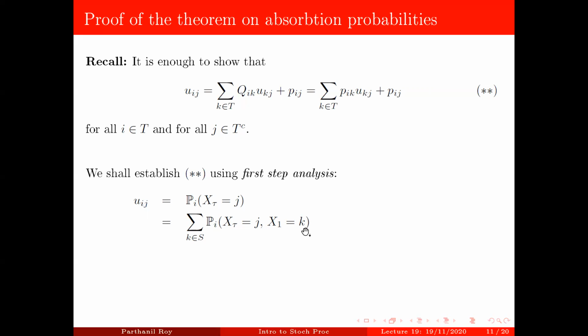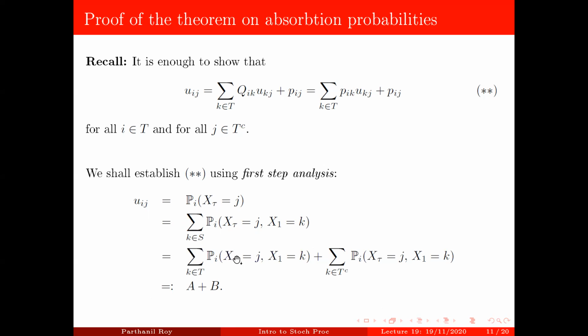Now note that this k can be either in T or in T complement. So this k can either be a transient state or a recurrent state. These are the two possibilities. Depending on whether the first step is a transient state or a recurrent state, you split the sum into two parts. This is the continuation of this first step analysis. This one we'll call A and this term we'll call B. We'll compute A and B separately and then we'll prove star star.